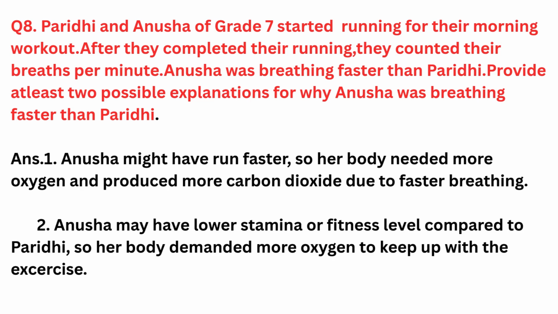Question number 8. Paridhi and Anusha of grade 7 started running for their morning workout. After they completed the running, they counted the breaths per minute. Anusha was breathing faster than Paridhi. Provide at least 2 possible explanations for why. Answer. Anusha might have run faster, so her body needed more oxygen and produced more carbon dioxide, causing fast breathing. Next, Anusha may have a lower stamina or fitness level compared to Paridhi, so her body demanded more oxygen to keep up with the exercise.